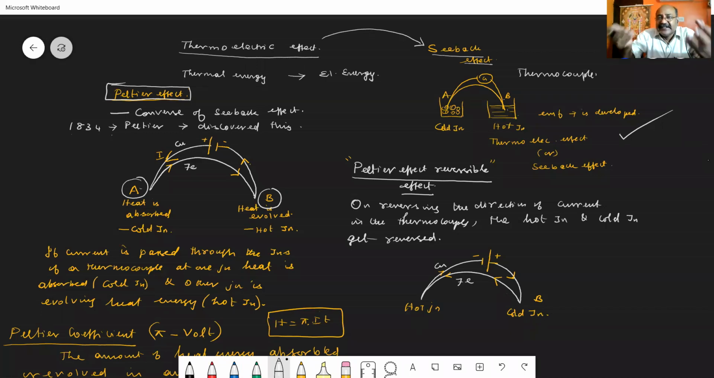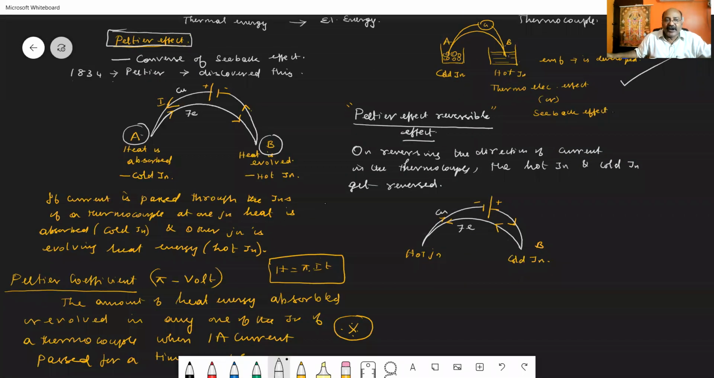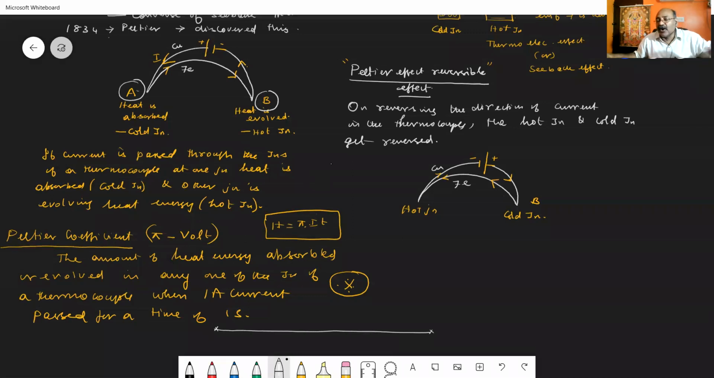The junction at which the heat energy is absorbed is behaving like the cold junction, and the junction at which the heat energy is evolved behaves like the hot junction. So this effect we are considering as Peltier effect. See, this Peltier effect is considered to be a reversible effect. Why are we saying that Peltier effect is a reversible effect? If the direction of current in this thermocouple gets reversed, then the hot junction and cold junction also get reversed. So we are saying Peltier effect is reversible.